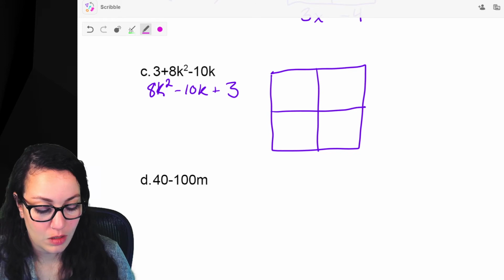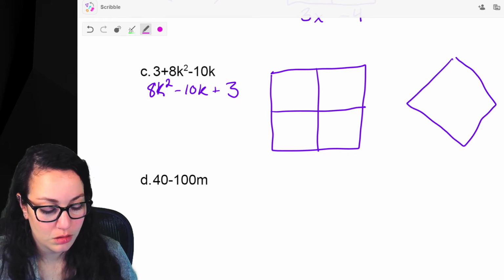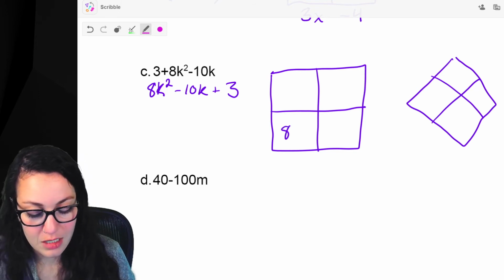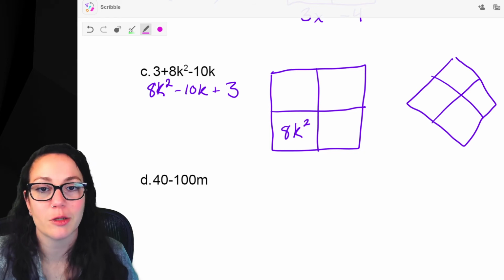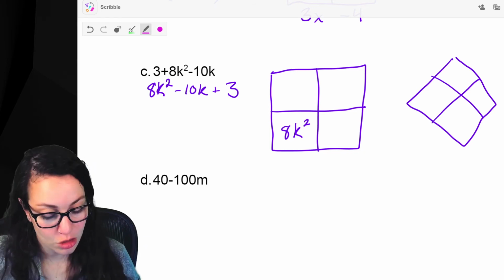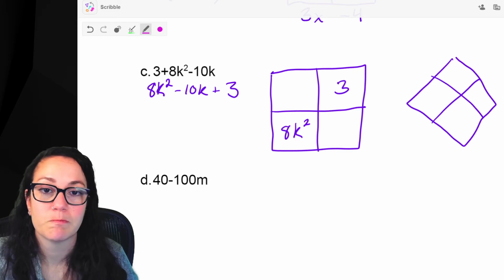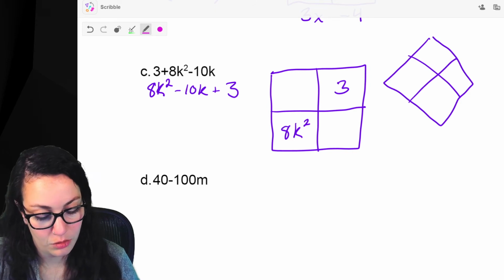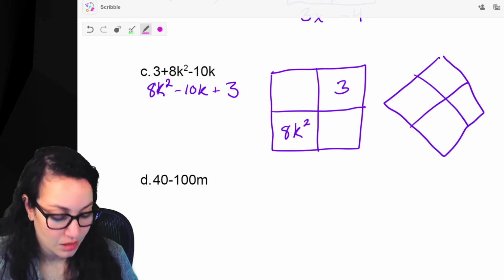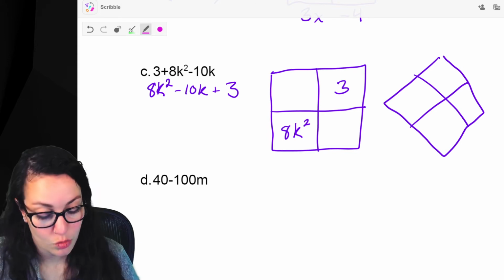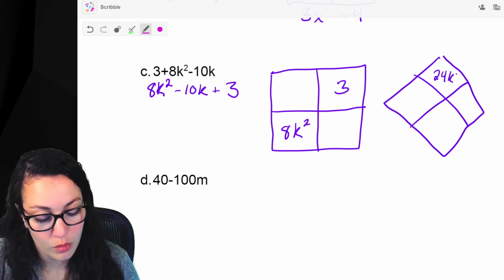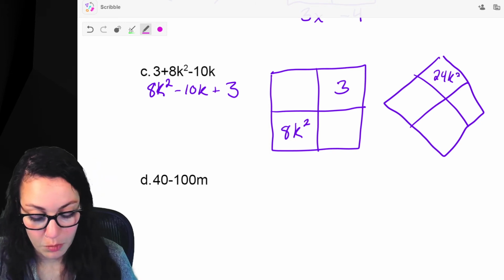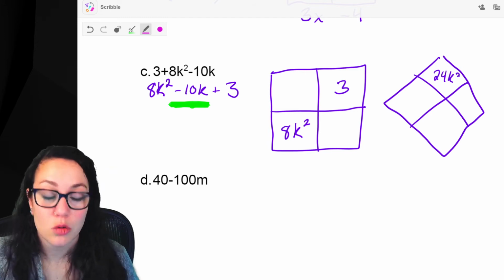Okay, here we go. I'm going to get my diamond ready. All right. So first, bottom left, 8k squared. Boom, quadratic term, bottom left, always. Then constant term, upper right. That's a positive 3. We're going to multiply those together for the top of our diamond, which I'm going to make a little bigger. So 3 times 8k squared will give us 24k squared. Then our linear term, our b term, is negative 10k. So that's what goes in the bottom of our diamond.